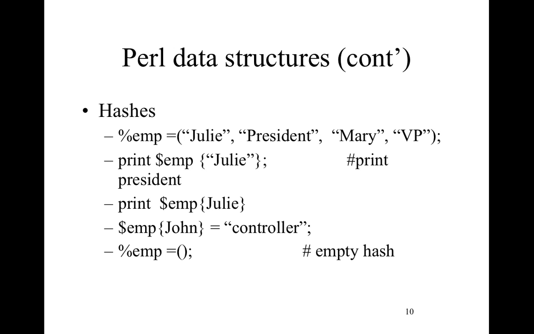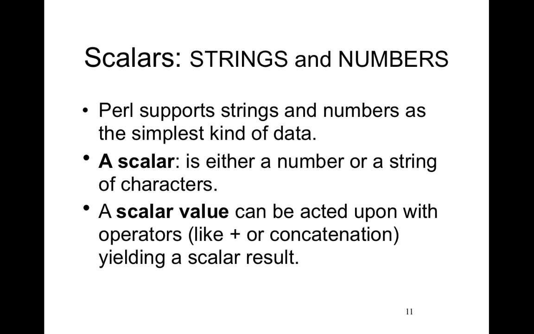So here's an example of print Julie, and it prints out president because Julie's the key, the value is president. So print the key, we get the value. And then print out employee Julie, and then employee John is equal to controller. So we can change the value. So the brackets give us our value versus our keys. And then make it empty. So we got the $ sign for a regular old variable, the @ symbol for an array, and a % sign for a hash.